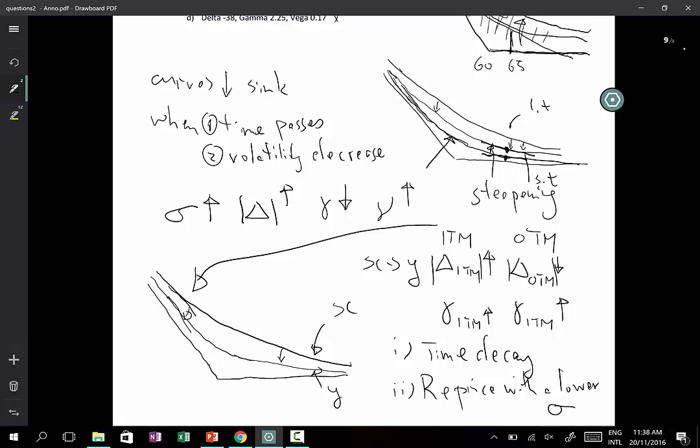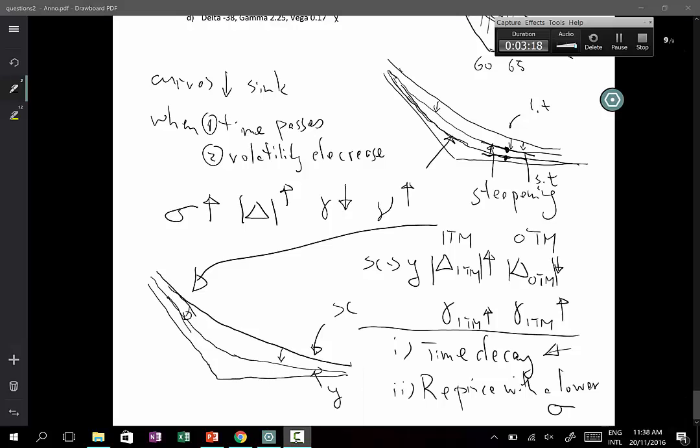And then whether your curve is sinking because of time decay, or whether your curve was sinking or rising because you are repricing with a lower sigma, you still get these effects here that I just described to you.